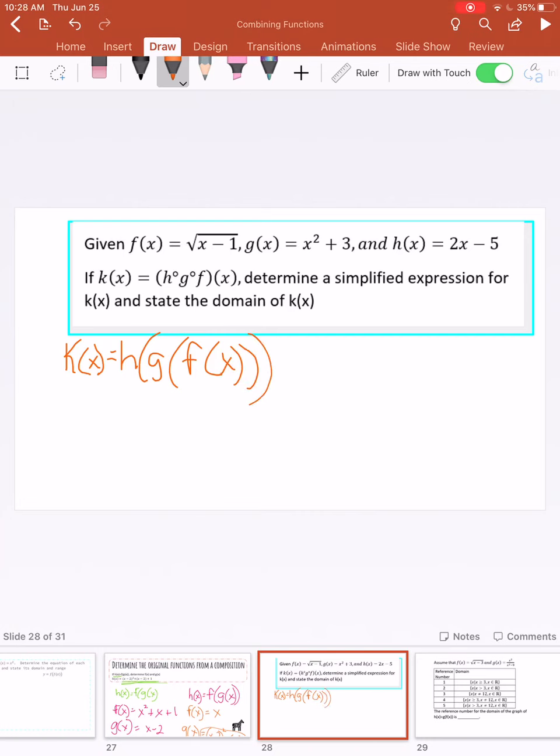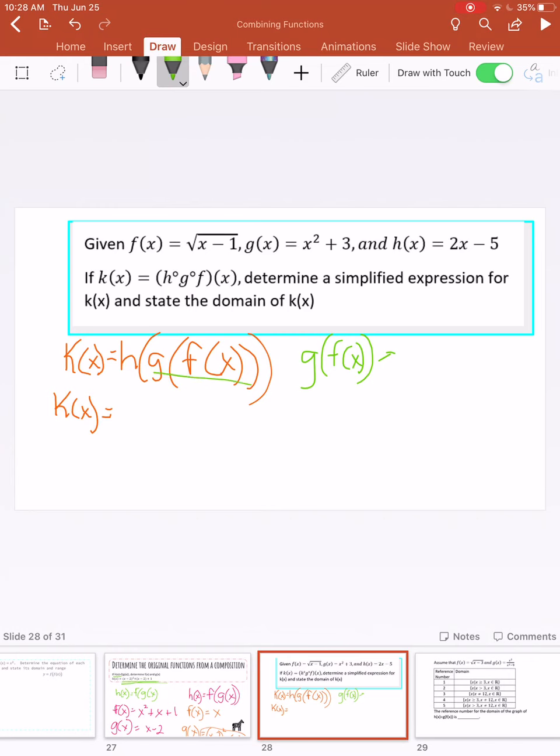Okay, and now we're trying to determine a simplified expression. So we're looking for an equation here. So we know k of x equals, and I'm going to just start with the g of f of x. So I might actually write this on the side of my paper. Let's use a different color here. So g of f of x.